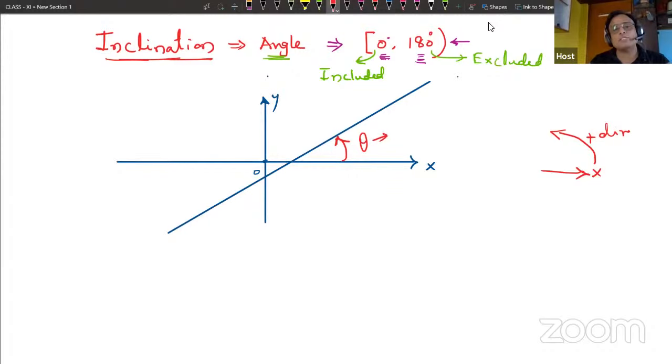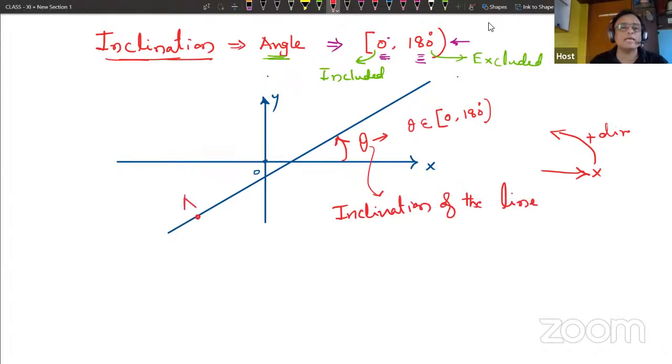And if theta belongs to the interval 0 to 180 degrees, then we can say that this angle theta is known as the inclination of the line. Suppose you name this line AB, it is the inclination of the line AB.